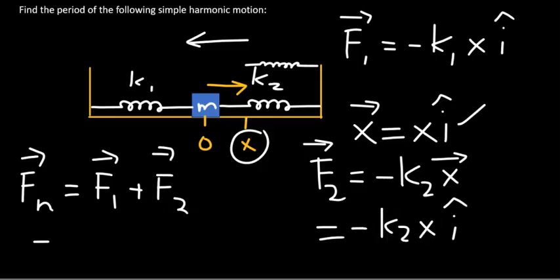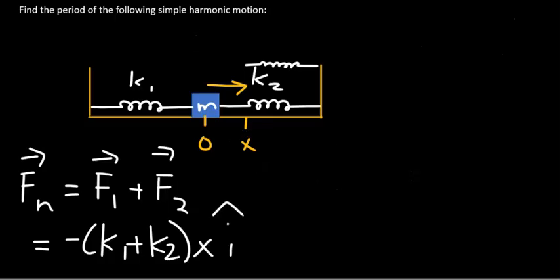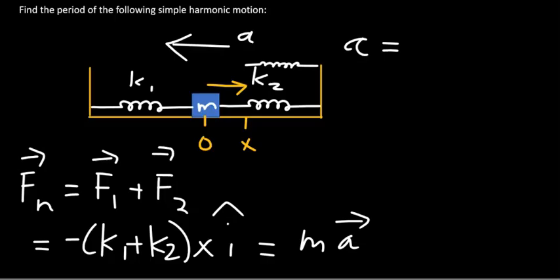So there you go. We have net force on that mass M to be minus (K1 plus K2) x i hat. According to Newton's second law, this has got to be mass times the acceleration vector. Now since the net force is going in the leftward direction, the acceleration is also along the negative x-axis, namely in a leftward direction. But we know the acceleration, the magnitude of it, is given by omega squared times the displacement, where this omega is the angular frequency of the oscillation.